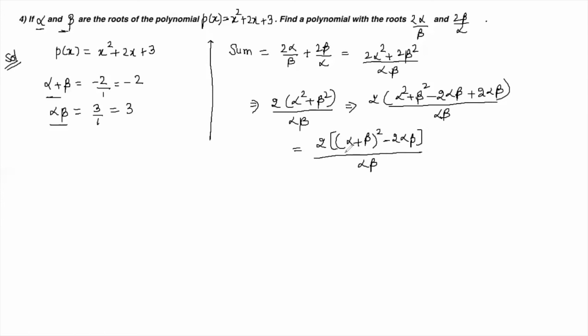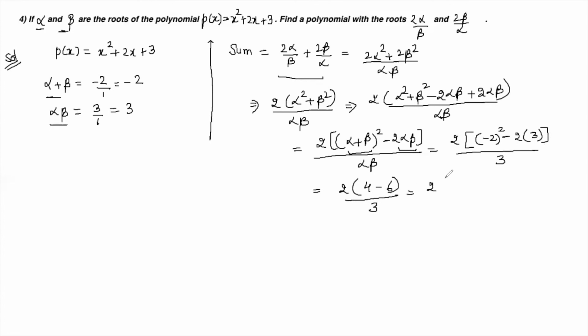Multiplied by 2 upon alpha beta. Fine. Now we have the value of alpha plus beta. We have the value of alpha beta, right? So we input the values and we'll find the value of the sum of the roots. So let's input. So what is alpha plus beta? This is equal to minus 2 and minus 2 into alpha beta, that is equal to 3, right? And in the denominator 3. Fine. So 2 into 4 minus 6 upon 3. This is equal to 2 into minus 2 by 3. This is equal to minus 4 upon 3.